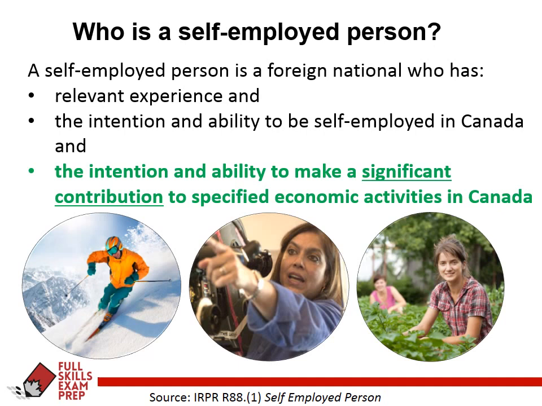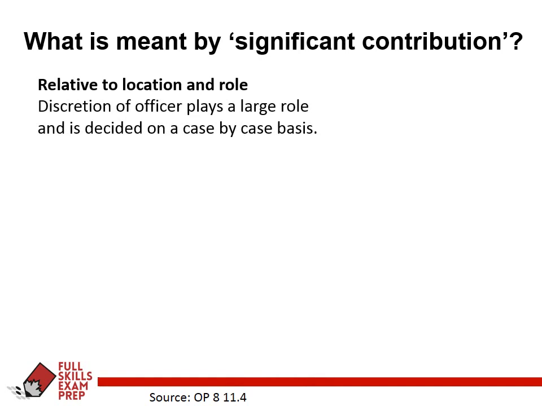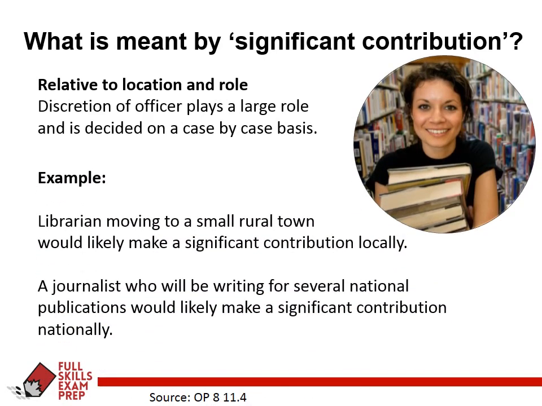Okay, so let's move on to talk about the significant contribution part of this. All right, so it is a little bit localized as well. So it's the discretion of the officer. He plays a large role in deciding this, according to OP8, and it's decided on a case-by-case basis. So let's take a look at a librarian. If you took a look on page 32 of your test date data book, you can see that a librarian is in those specified economic activities. And a librarian who's moving to a small town, sure, he or she will make a significant contribution at a local level. At a national level, it would be a little bit different. Maybe in this case, for example, a journalist who writes for a few national publications, he or she would make a larger contribution nationally. But the officer would assess these on a case-by-case basis.